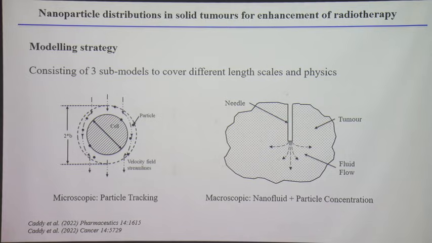So as far as the macroscopic transport is concerned, this is nanofluid transport within tumor tissue. This is actually very similar to what we covered before. So you can use the Brinkman equation to describe the interstitial fluid flows, and then use the convection diffusion reaction equation. The only difference here is that these nanoparticles are not consumed. So there's no reaction here. It's just a transport.